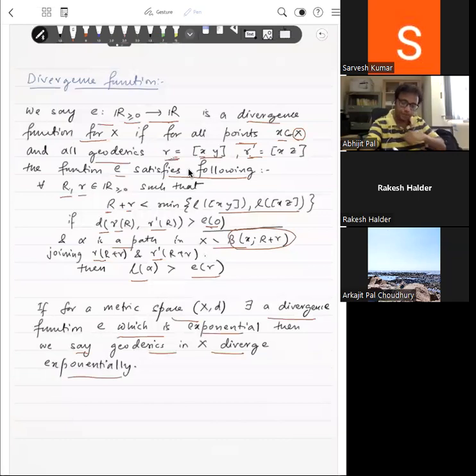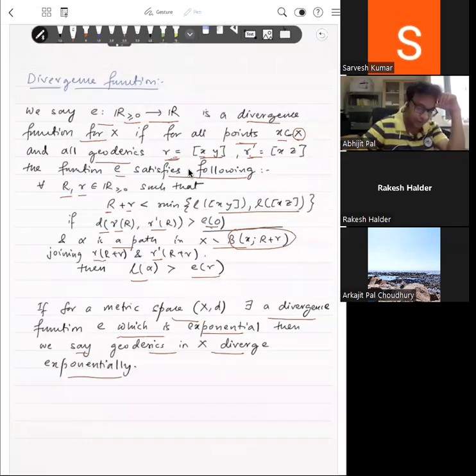All right. Any question? In the definition, if I take E to be the constant minus 1, then it satisfies the whole condition. So that is also a divergence function, right? Which one? E to be minus 1.